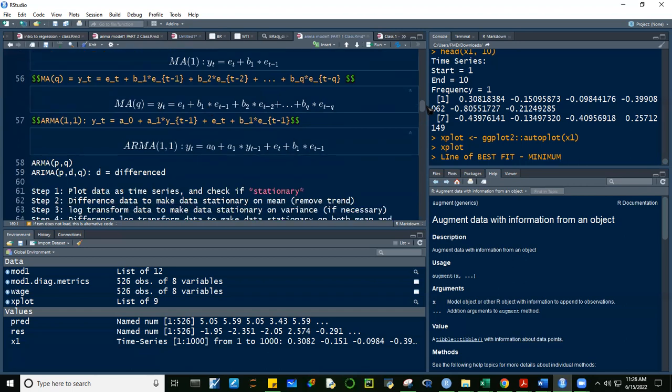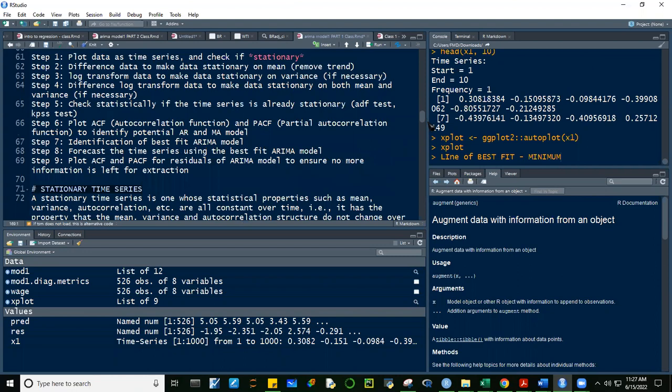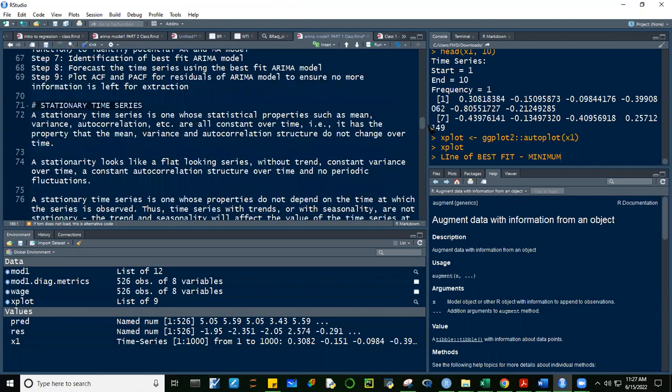A combination of AR and MA is what we call an ARIMA process. So you have here as a regressor the past values of itself and the past error terms. Before you can model a time series as an AR or MA or ARIMA process, you have to make sure that the time series is stationary. So what do you mean by stationary? No trend, no seasonality, and the variance is constant across time. If it's not stationary, then we have to do some transformation.